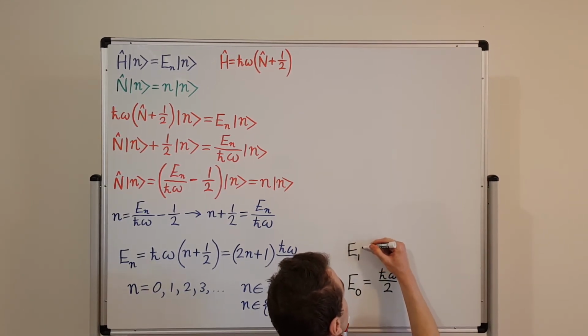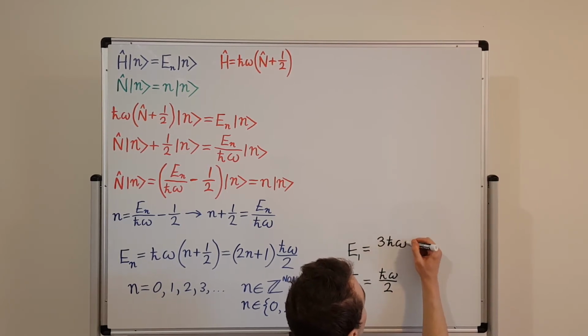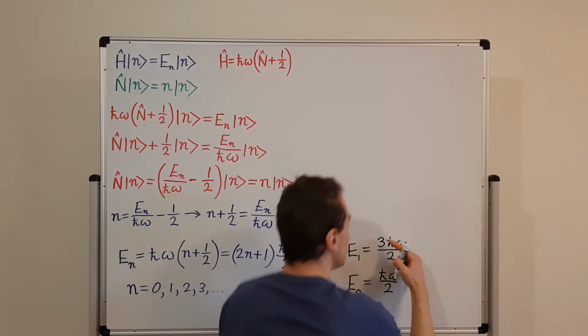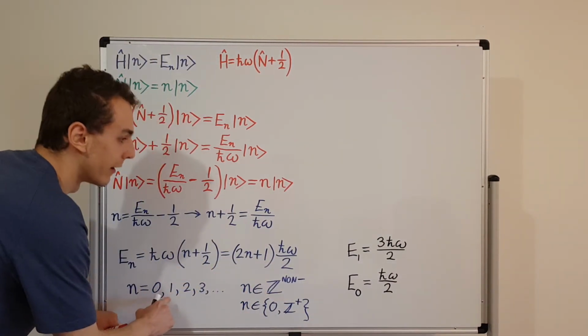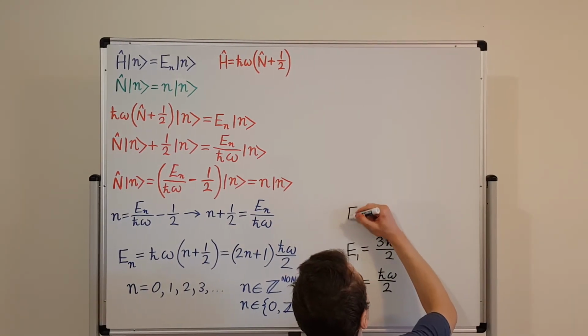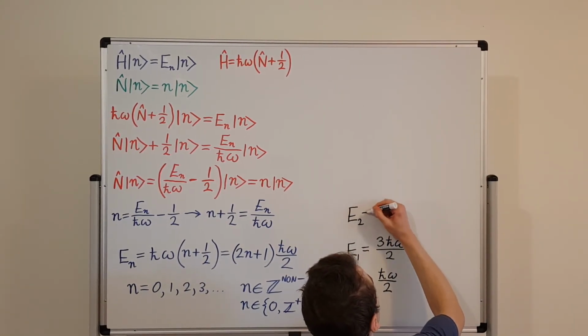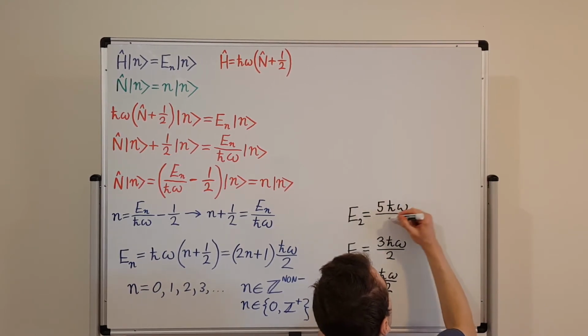The first excited state is going to be 3 h bar omega on 2. So this is the next odd number. We've got an odd number over here. So this is n equals 1. Now let's have a look at the second excited state. The second excited state is going to be 5 h bar omega on 2. That's the next odd number.